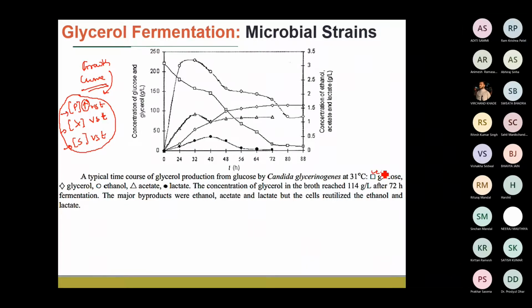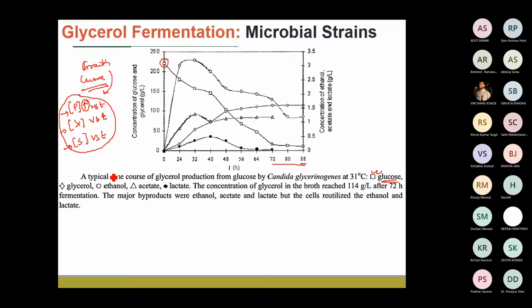the hollow boxes show how the glucose concentration is changing with time. It starts at around 22 grams per liter of glucose, and we can see that the glucose concentration is rapidly decreasing with time, and it almost goes to zero at around 72 to 80 hours.